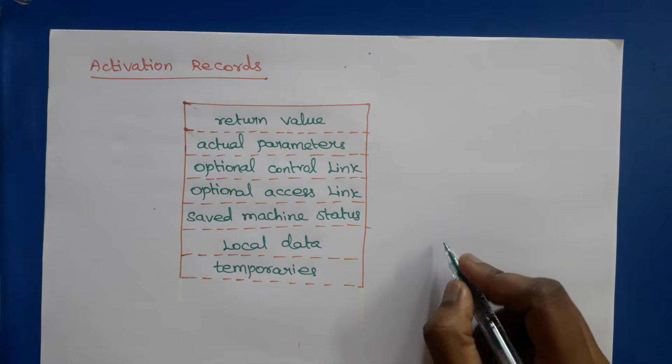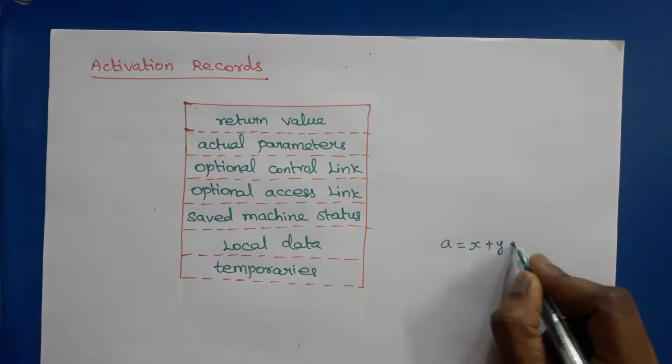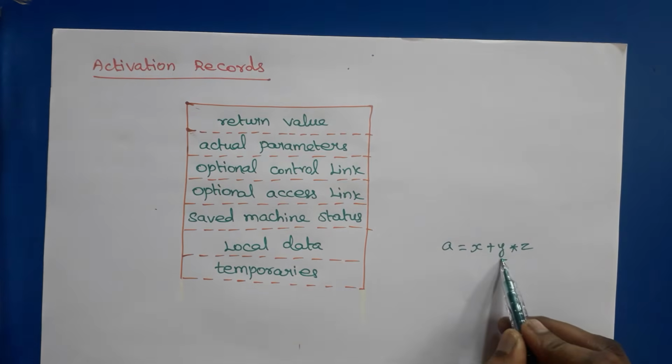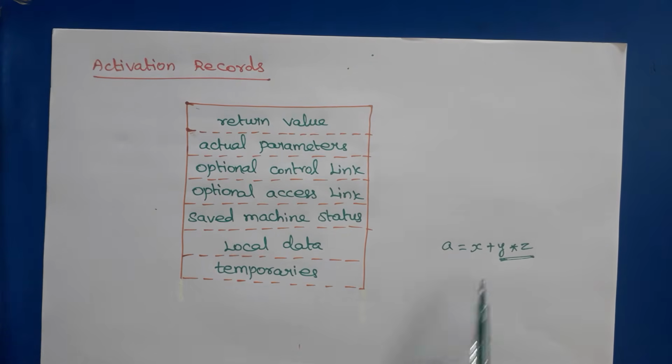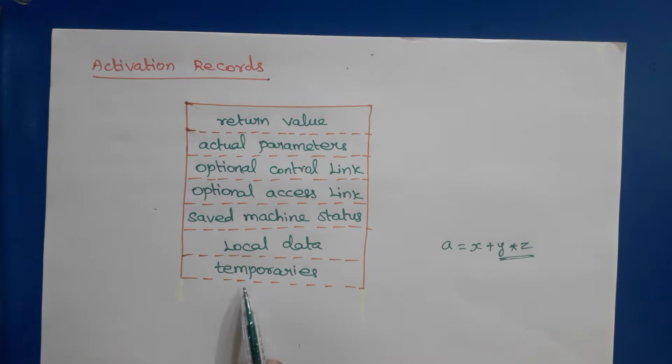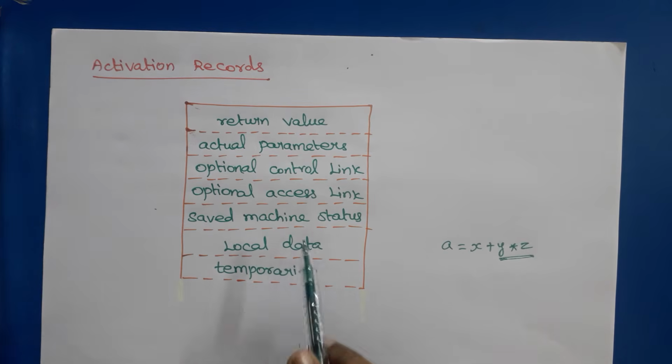Temporary values means, if we want to execute this code, in order to store some intermediate result, we need some temporaries, right? So those temporary values will be stored in the temporaries field. Next field is local data. The local data field is used for storing local data in a procedure. Then the third one is saved machine status. It is used for storing machine status whenever a procedure call occurs.